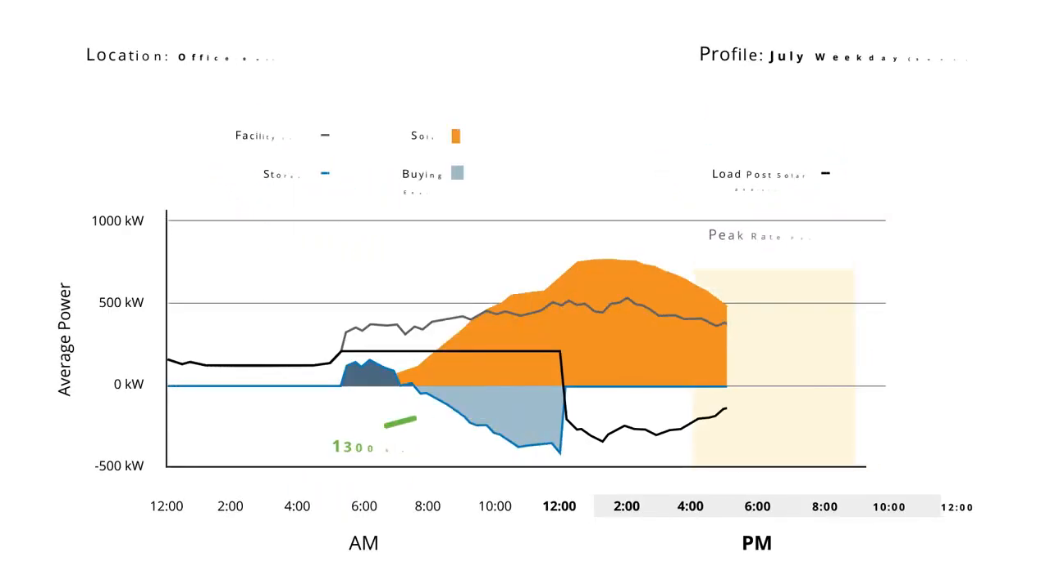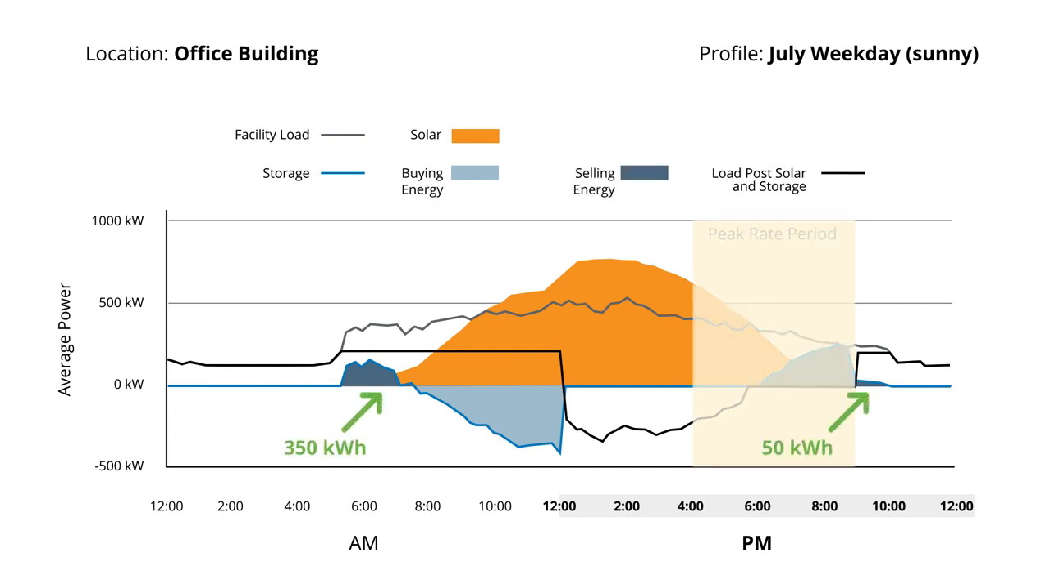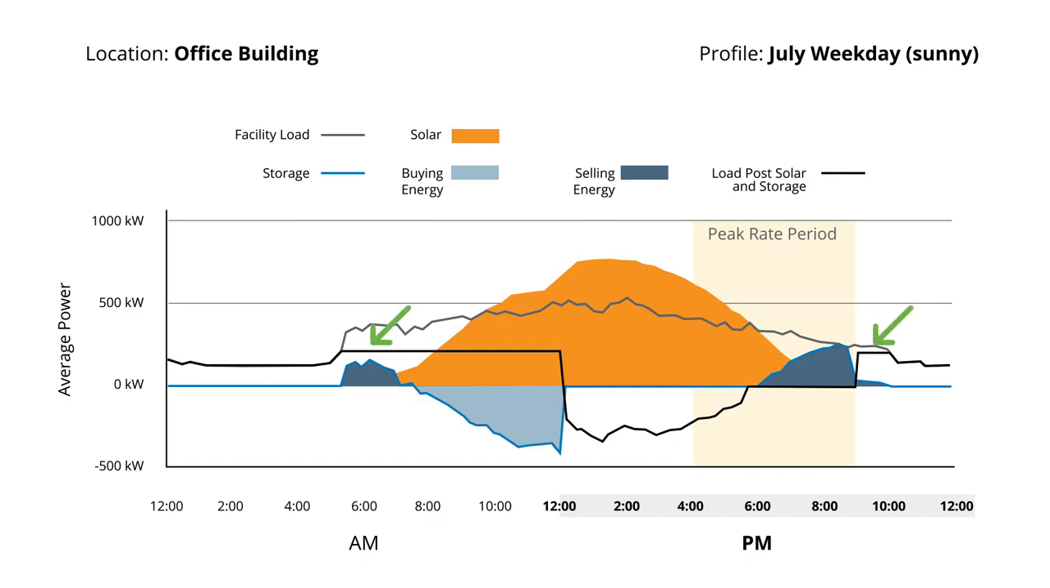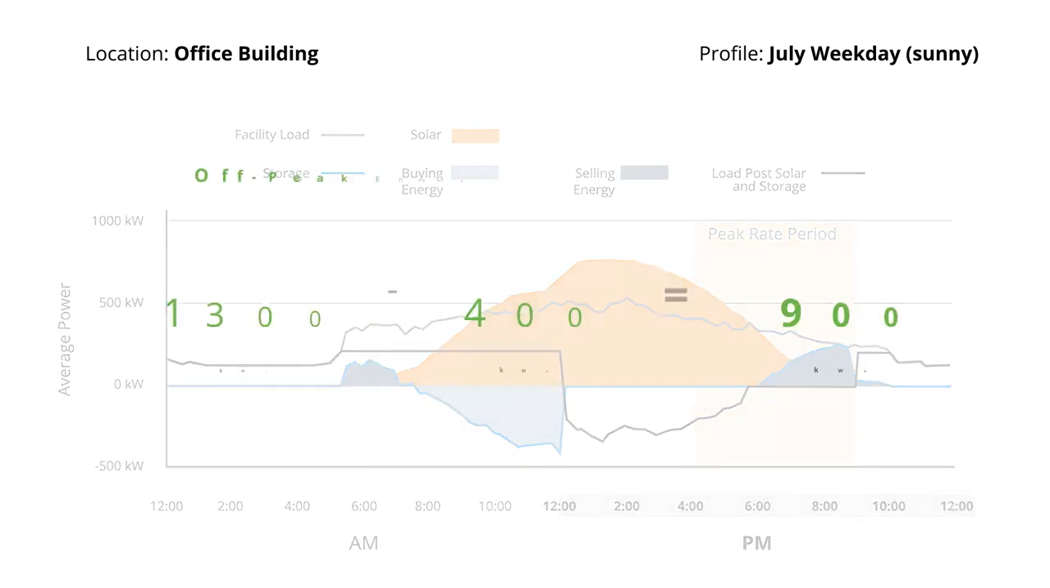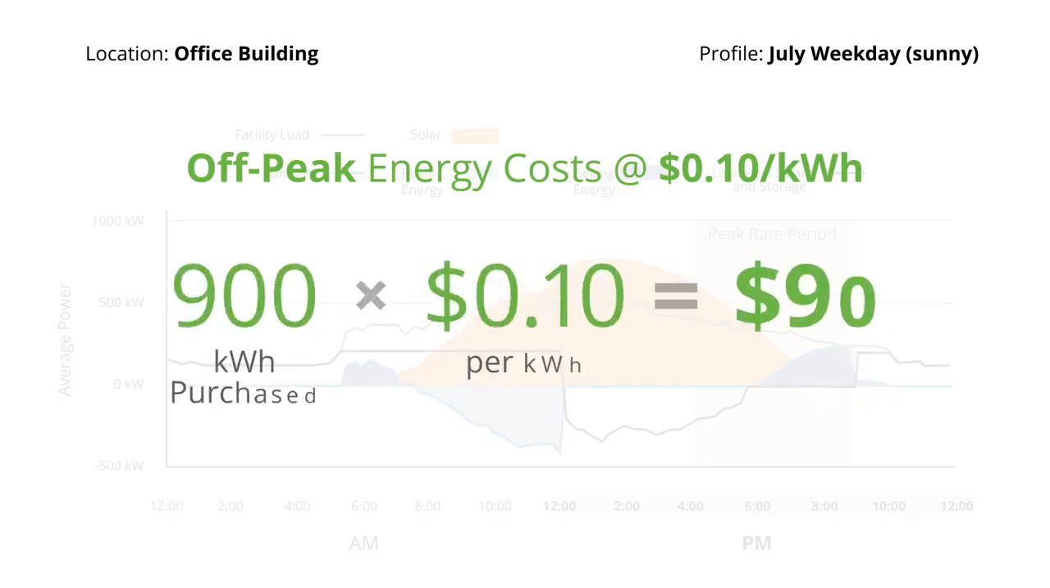In the example here, we see SunVault DX storage charging or buying 1,300 kilowatt hours during the off-peak time of use period, when energy is least expensive. SunVault DX storage also discharges or sells 400 kilowatt hours during the same low-cost off-peak period. If you recall, the reason it's discharging or selling when energy is priced lower is to keep the demand level down for more substantial demand charge savings. The net result is a purchase of 900 kilowatt hours at the off-peak rate of just 10 cents per kilowatt hour, or $90 in off-peak energy costs on this day.